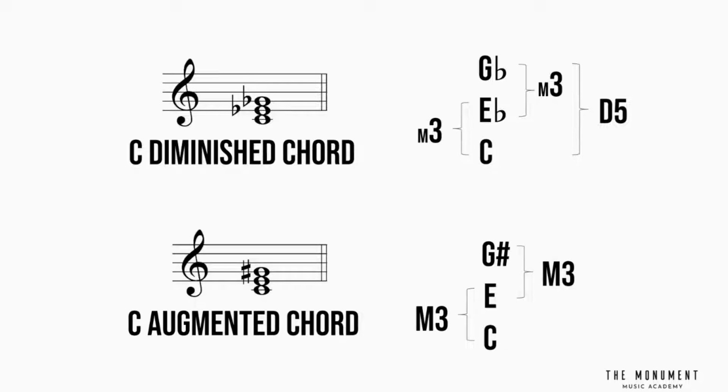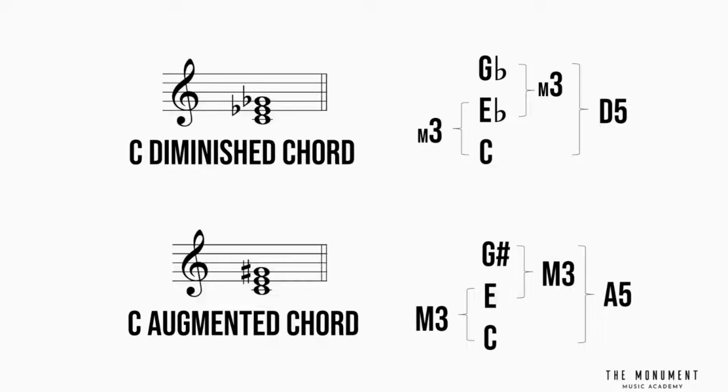The last type of triad is the augmented triad. This is formed when we stack 2 major thirds together from the root to the fifth. As you can see here, C to E is a major third, and E to G sharp is also a major third. The perfect fifth interval between the root and the fifth is also not found, but replaced by an augmented fifth instead. Again, this is why we call this triad an augmented chord.